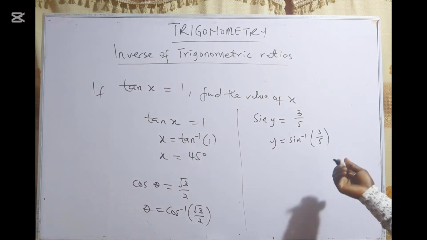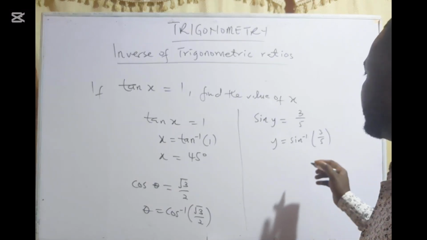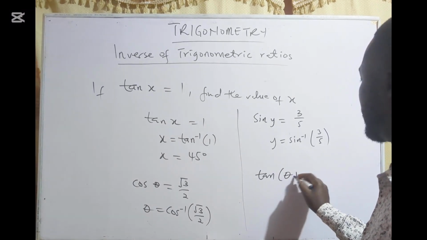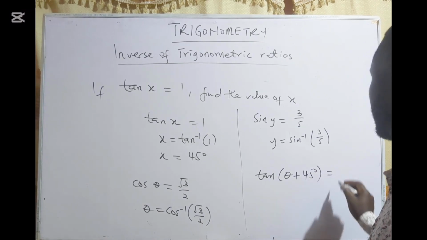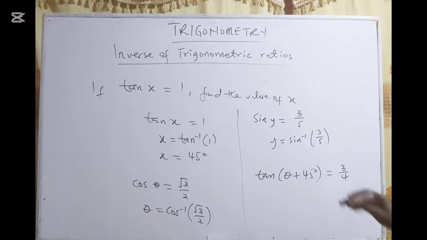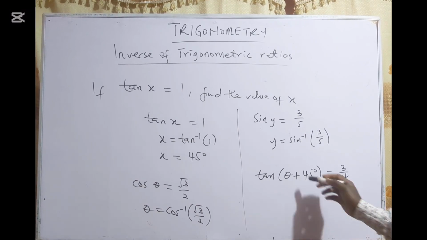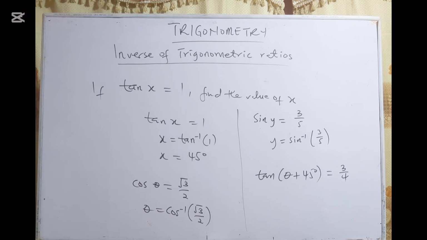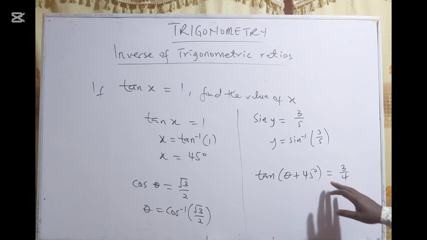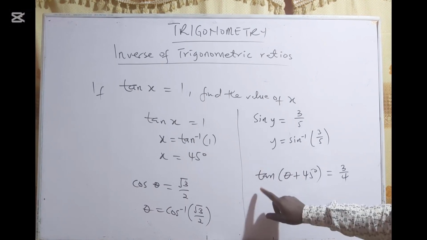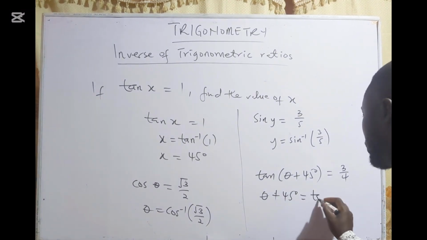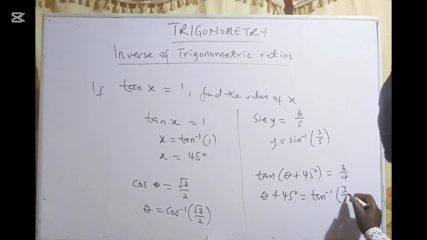You can also be given something like tan of theta plus 45 degrees equal to 3 over 4. What you should take note of here is that theta plus 45 is an angle. So don't expand the bracket and say tan theta plus tan 45. That is automatically wrong. What you have to do is find the tan inverse, so theta plus 45 degrees equals tan inverse of 3 on 4.